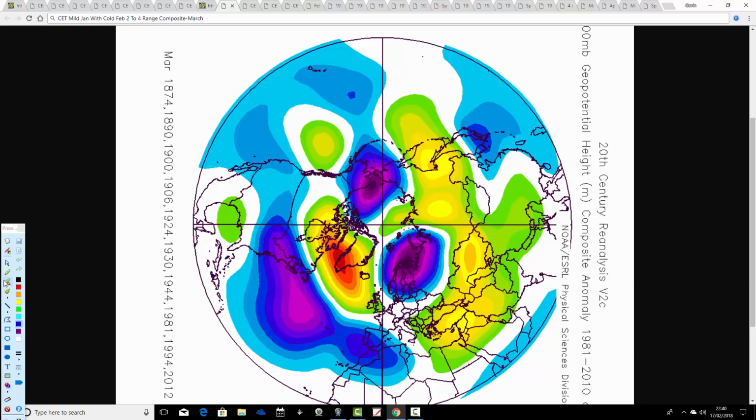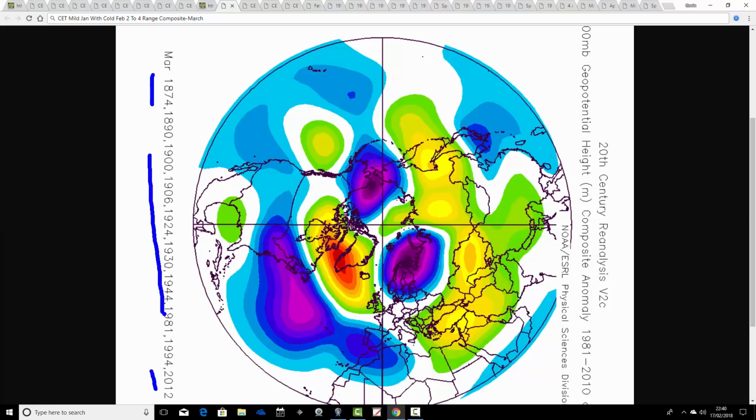Again, we start in March and we find that there's not as big a range of years for these, of course, because January is narrowing down our field of possible years. So we're beginning at 1874 and going down to 2012, but there aren't as many years in between. But it's still a similar story, really, for these Marches that follow milder than average Januaries and slightly colder than average Februaries.